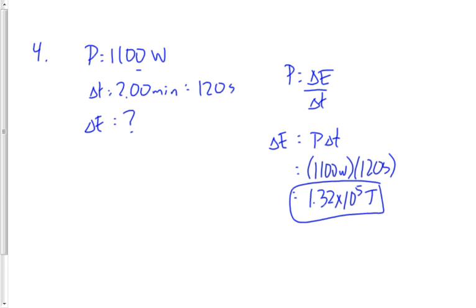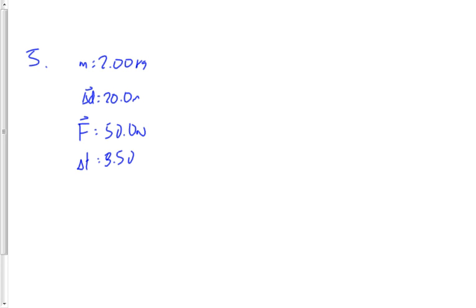5 is a little bit tougher, a little bit. Okay, it involves more than just rearranging that equation. 5 says a 2 kilogram box is pushed 20 meters with a force of 50 newtons. It takes 8.5 seconds. What's the person's power output? We're going to say M is 2.00 kilograms. We're going to say the displacement is 20 meters. We're going to say the force that's required to do that is 50 newtons. And the time is 8.5 seconds. We want to find power.